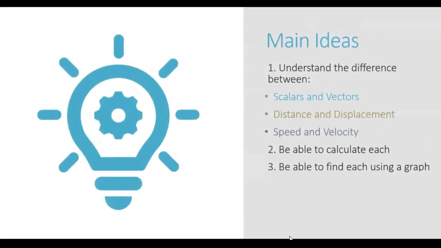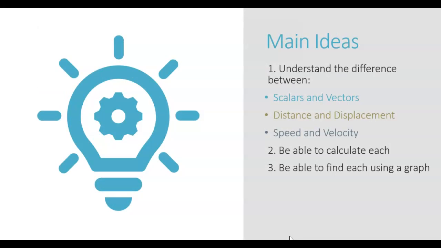Okay, so in this video, you should have seen what the difference between scalars and vectors are, the difference between distance and displacement, and the difference between speed and velocity. For each of those, you should be able to calculate them, and you should be able to find each of them using a graph. If you've mastered that bit, you are good with this section.